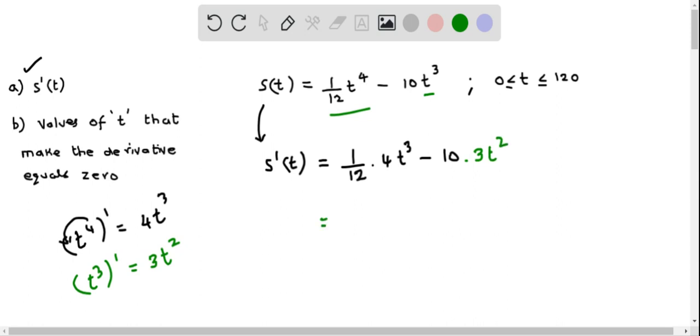Let's get this simplified. So this becomes, we can simplify this 1, 4, and 12, we can cancel it like 3 times. So this becomes 1/3 of t cube minus this 10 times 3 is 30. So it is 30t squared. So this is the expression which represents s prime of t, which is the first derivative of the function s of t.